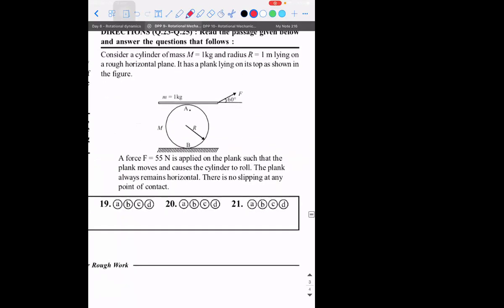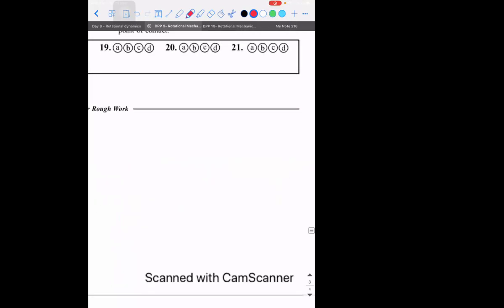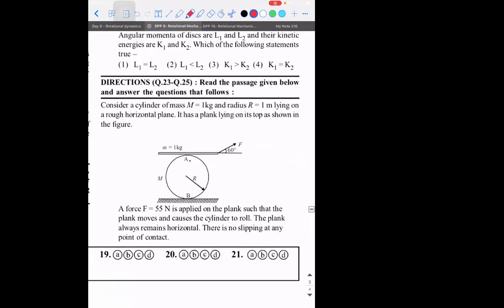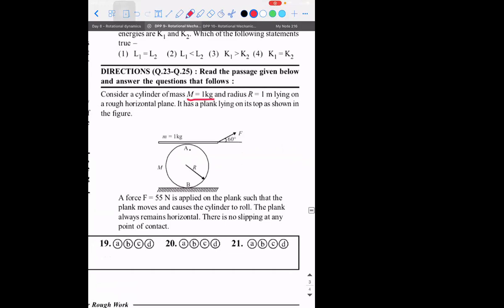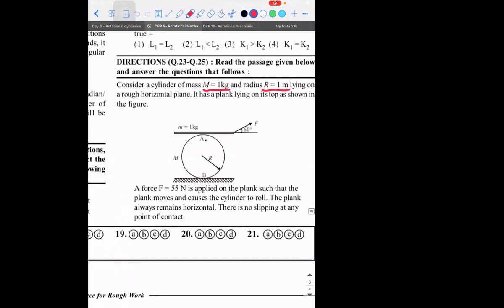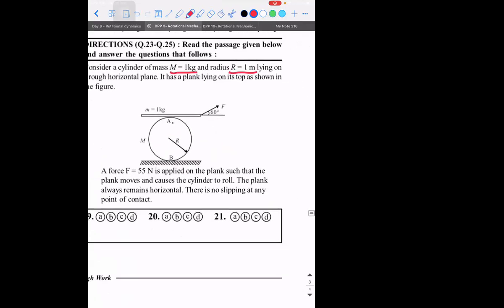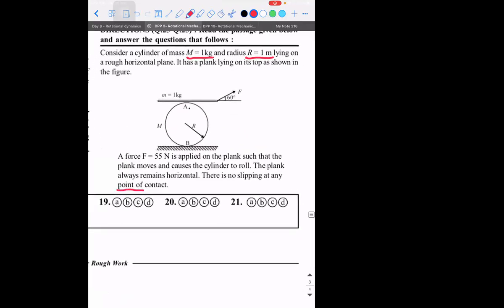So let's take this problem. Consider a cylinder of mass 1 kilogram, radius 1 meter, lying on a rough horizontal inclined plane. It has a plank lying on its top as shown in the figure. A force of F equal to 55 Newton is applied on the plank such that the plank moves and causes the cylinder to roll. The plank always remains horizontal. There is no slipping at any point of contact.